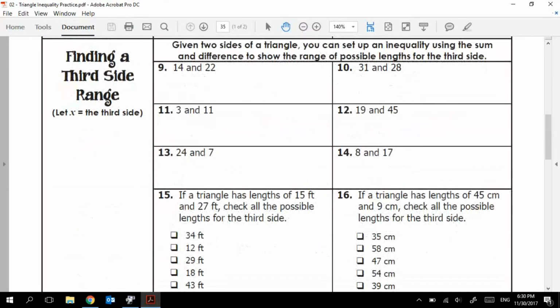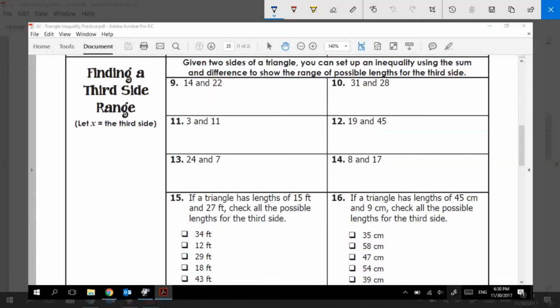Let's go to the next property of a triangle. So we're finding a third side range. Remember, given 2 sides of a triangle, we can set up inequality using the sum and difference to show the range of possible lengths for the third side. So pretty much if they give us 2 sides of a triangle, we should be able to find a range of values that the third side could be.